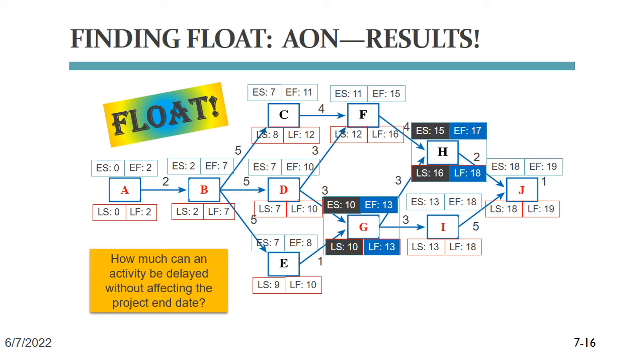Look at task H. Here the early start is on day 15, but the late start is on day 16. This means it doesn't really matter whether H starts on day 15 or on 16 and ends on day 17 or 18 because the following task J won't even start until day 18. That 1 day difference between early and late is what we call float. Task H has 1 day float.